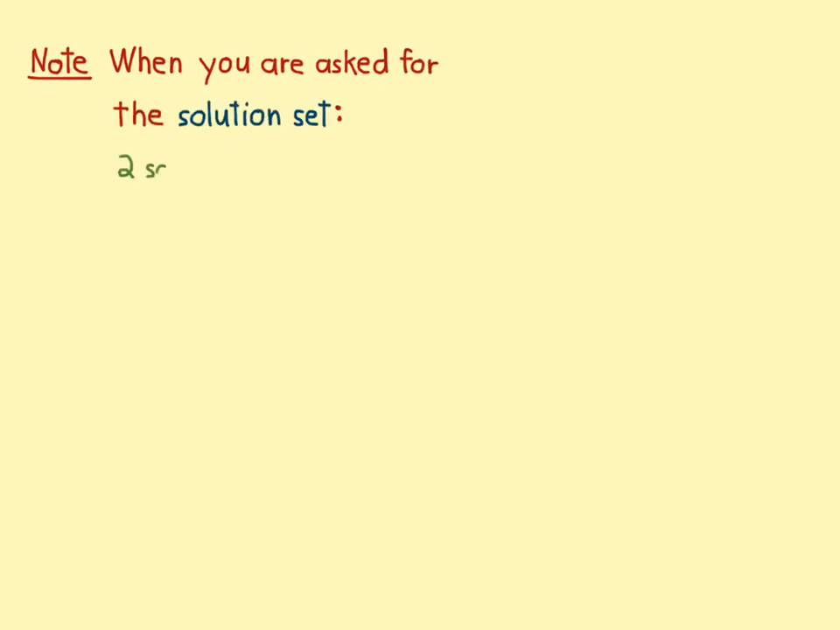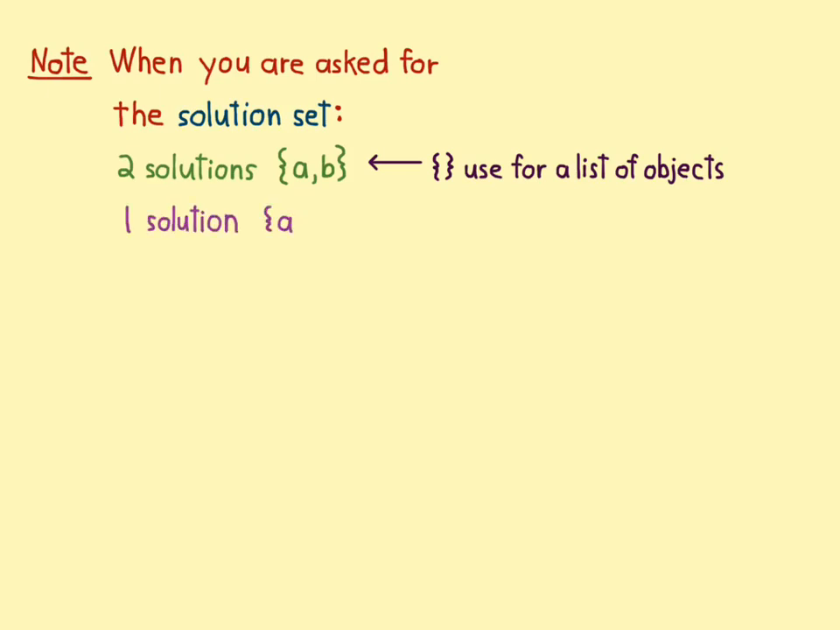Okay, this is just a little bit on how to write your answers in Hawks or anywhere else. So it's just a matter of language and knowing what it means. When you're asked for the solution set and you have two solutions, it should look like this: curly bracket A comma B. Whatever A and B are, you'd put the numbers in there. So that's used for a list of objects. Okay, now if you had one solution, then you would just have curly brackets A.